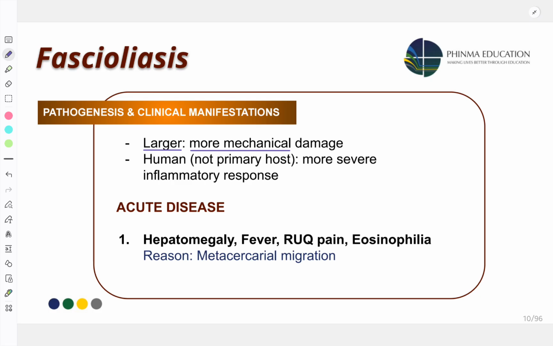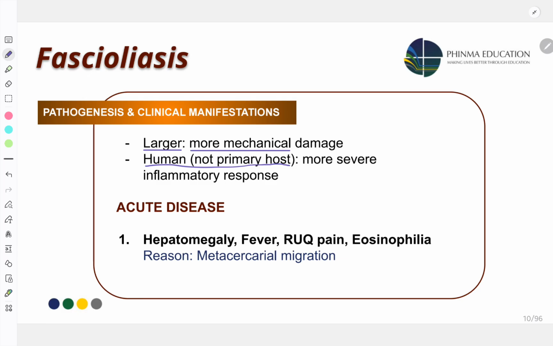So every time they move, the cells get damaged, the cells get scraped. Imagine they're very big. So every time they migrate, they move, they do anything, it damages the cells of your liver.